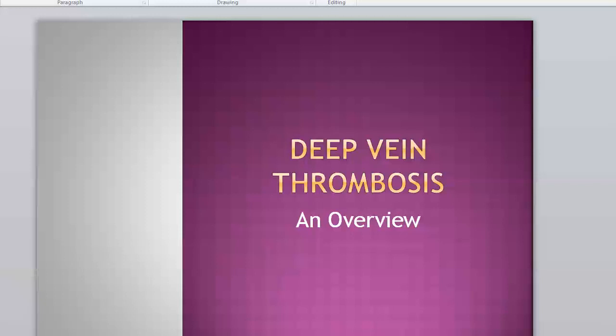All right, class, we're going to continue with our next exemplar, which is called deep vein thrombosis. And just a little overview. First of all, you might have heard the term thrombophlebitis. We sometimes refer to that as phlebitis.